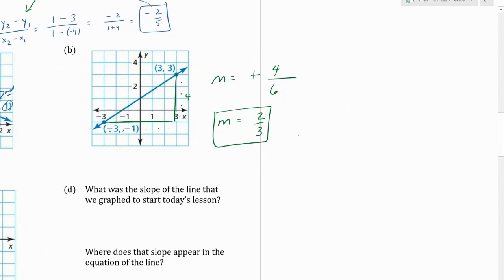Okay, so this one, let's do the formula. I'm going to take second y minus first y over second x minus first x. So let's say here's first point, second point. So I'm going to do second y minus the first y, second x minus the first x.